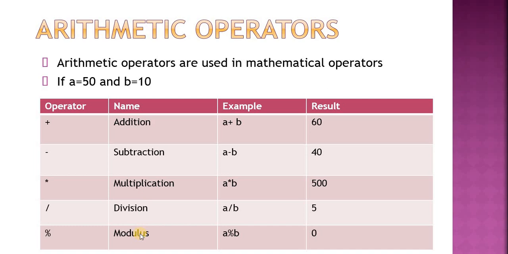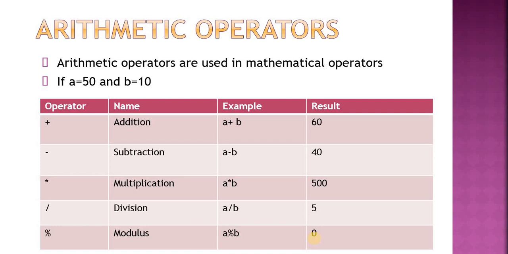The last operator is modulus. The operator is denoted by a percentage sign. The modulus operator is going to return the remainder of the division. Let us take an example, A modulus B, that is A remainder B. The value of A is 50, the value of B is 10. That means 50 modulus 10 will give us the remainder as 0. Thus, the result you can see is 0.